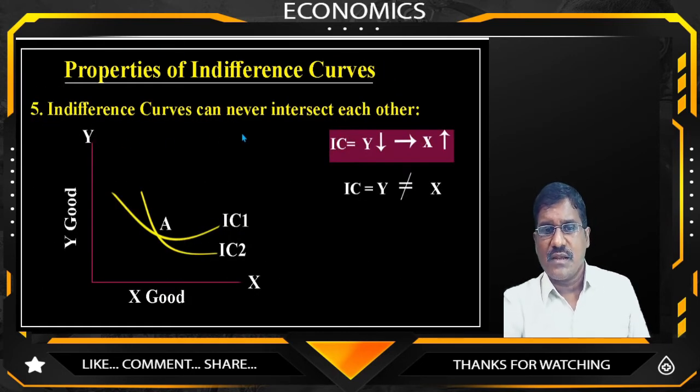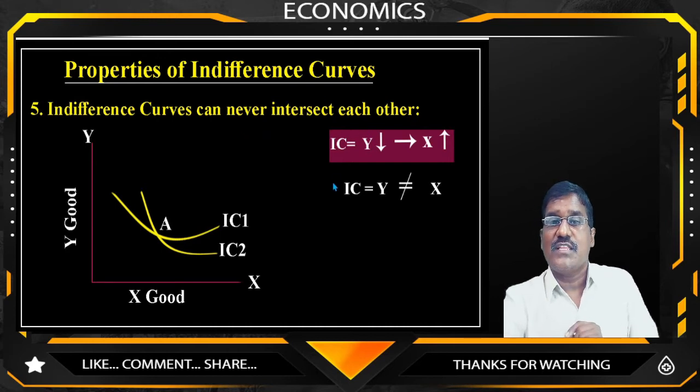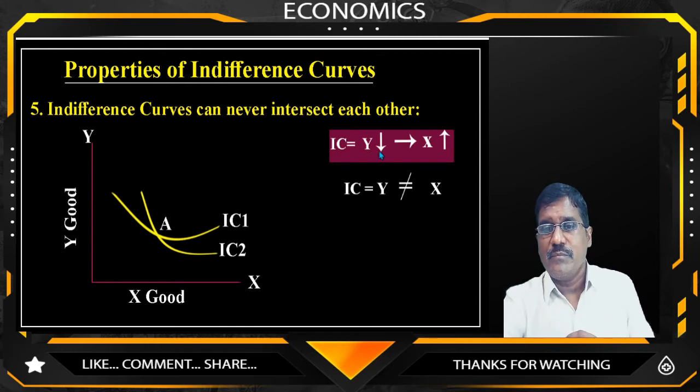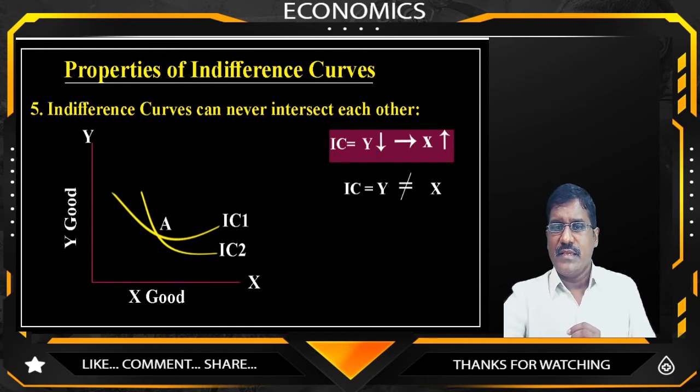IC curves never intersect each other. You observe the property of the indifference curve: when Y decreases, X increases. This is the situation of the indifference curve. But here it is not so. What does that mean? Here IC2 curve and IC1 curve both intersect each other at point A.